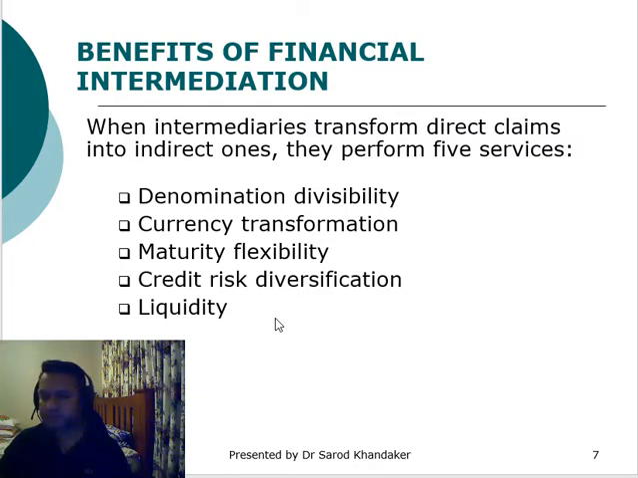Credit risk diversification is also a benefit of financial intermediation. Maturity flexibility, because the product the financial intermediary offers has different types of maturity, from a couple of months to long term. Currency transformation: it can borrow money in different currencies and transform it to local currency. This is a great benefit for its customers, and they can get the product at a cheaper price. And denomination divisibility is another very big advantage of financial intermediation.